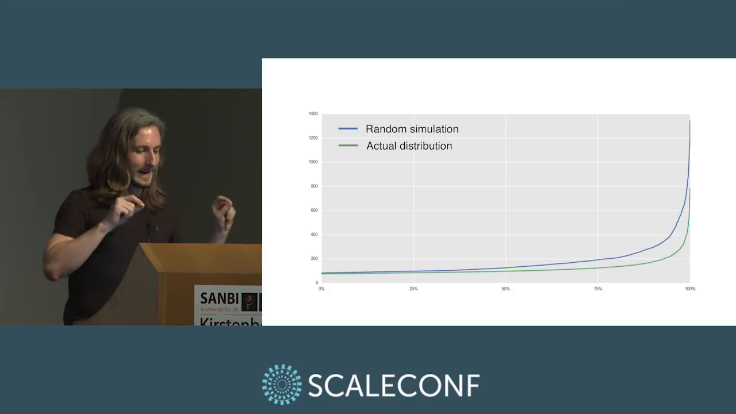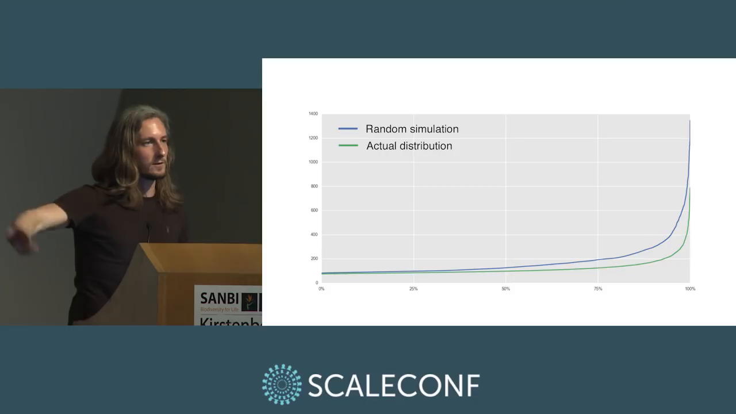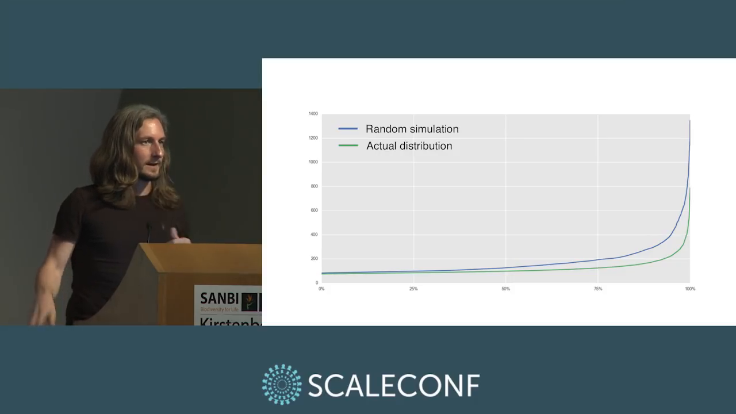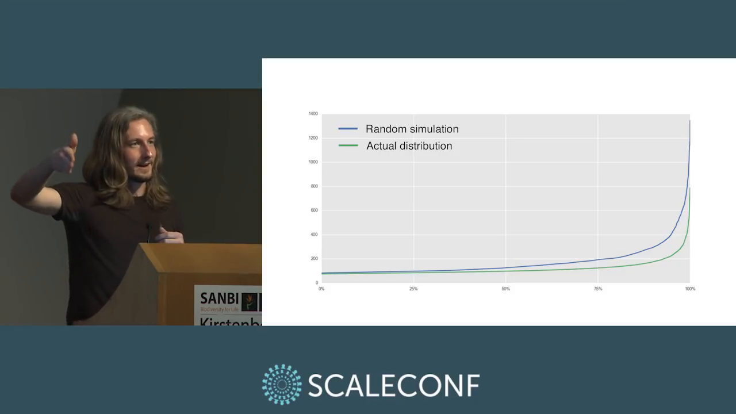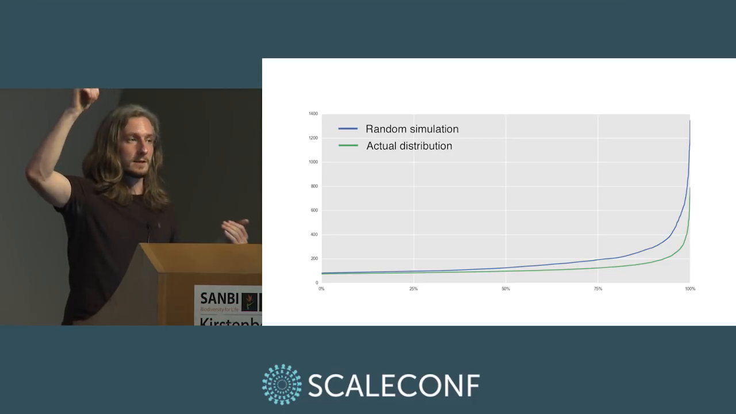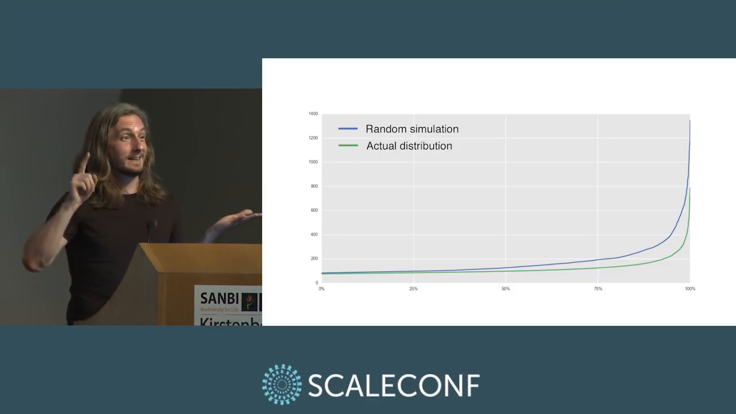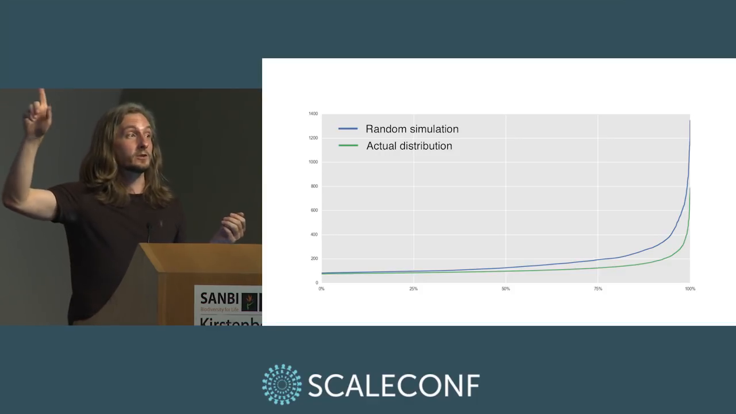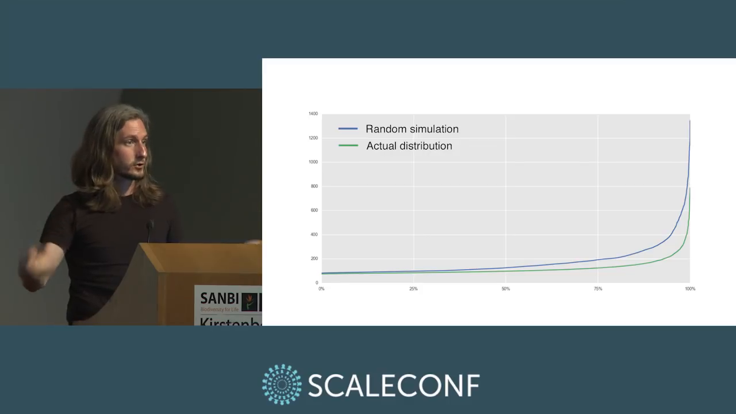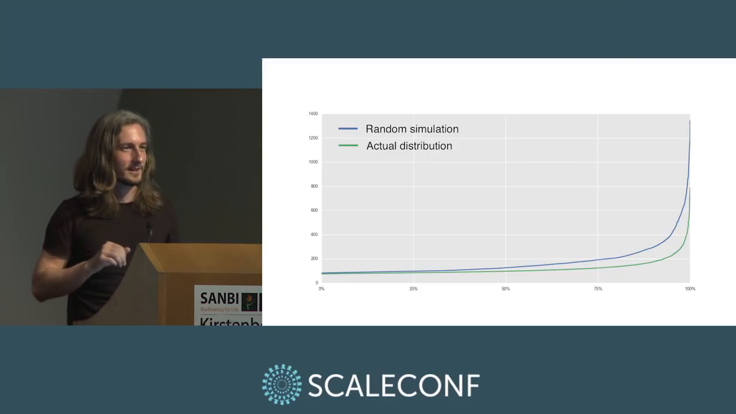And so you can see that at the lower end of the percentile range, they're actually pretty close to each other, right? It's as you get higher and higher in that percentile that they become more and more skewed, right? So it's a bit slower at the 50th percentile. At the 99th percentile, it's much, much, much slower than it should be based on the actual distribution. Does that actually matter?